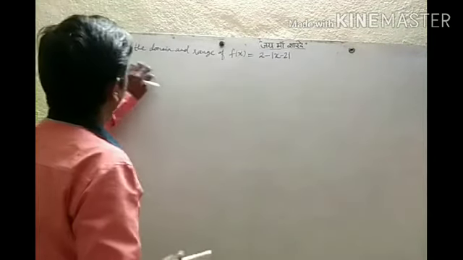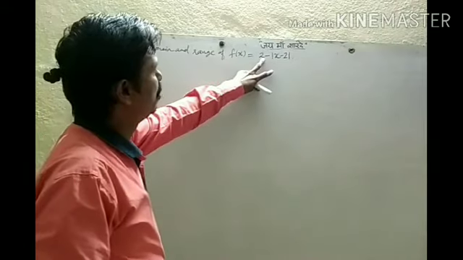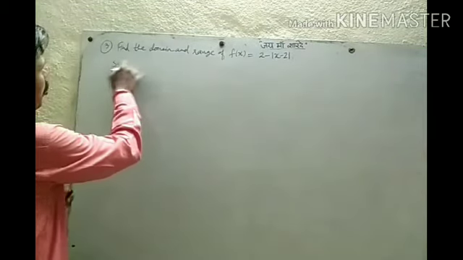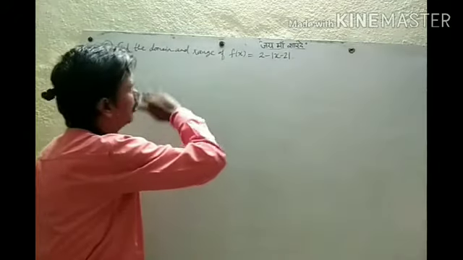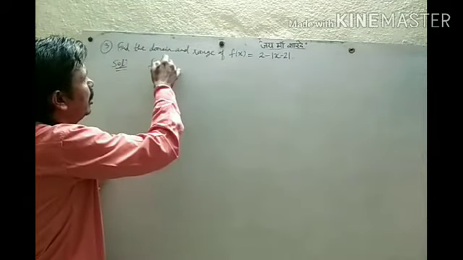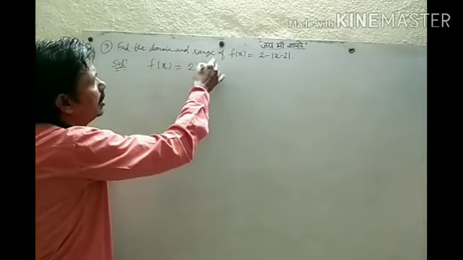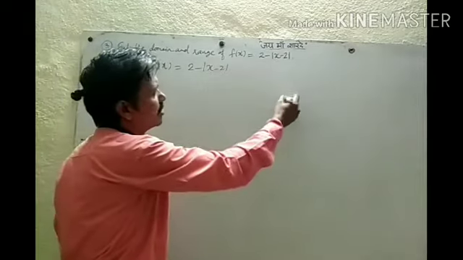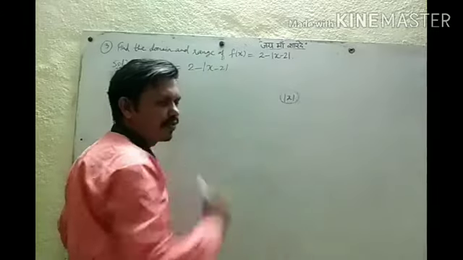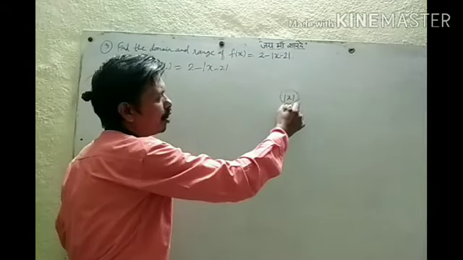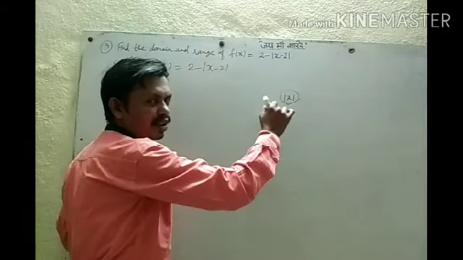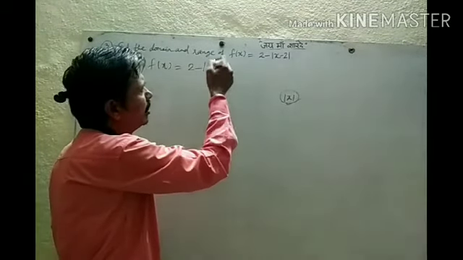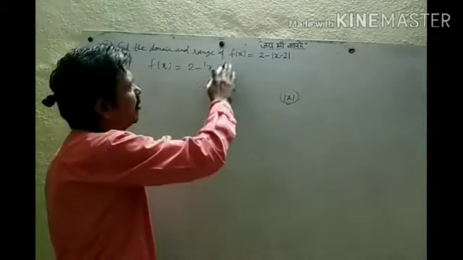Now we want to find the domain and range of the function 2 minus mod of x minus 2. So clearly a mod function is there, right? Mod of x minus 2, and mod x is defined for every x. We can find mod 2, mod of minus 2, mod of 2 by 7. So whatever x, real, rational or irrational, we can put here and we get its value.